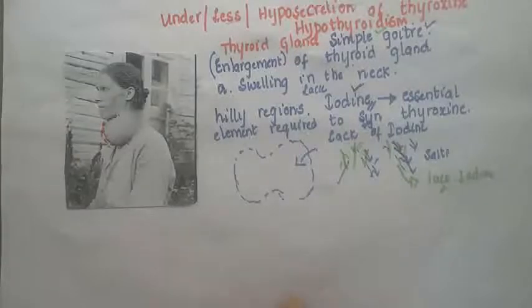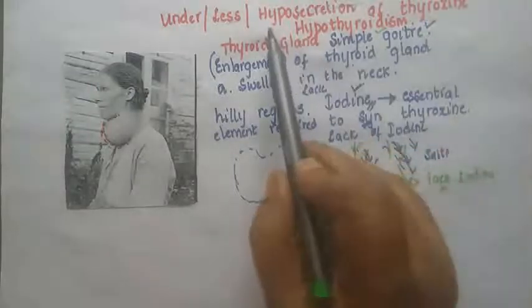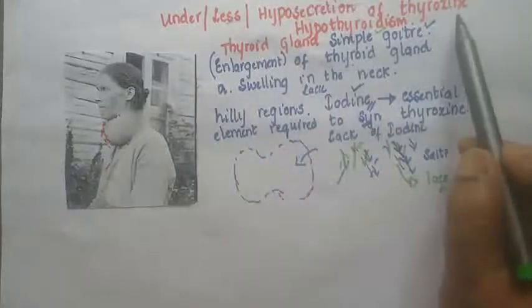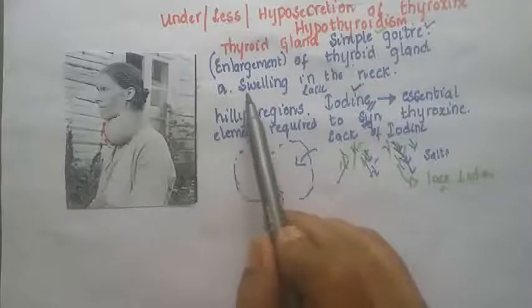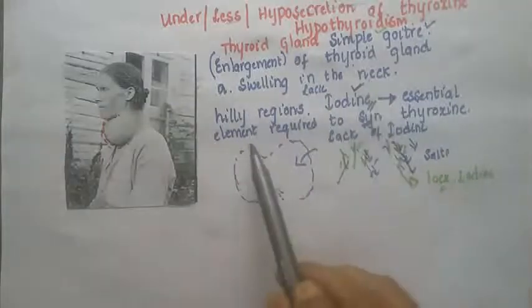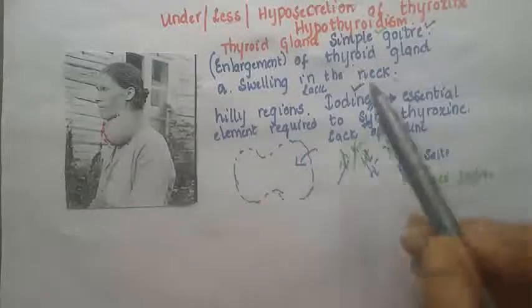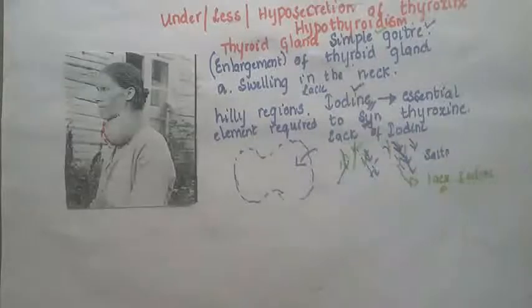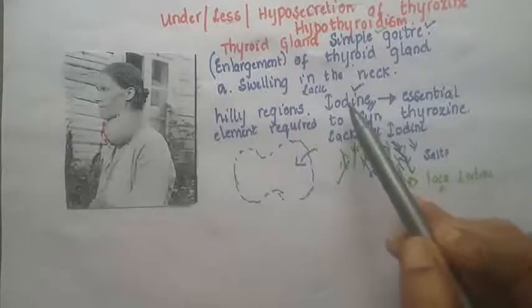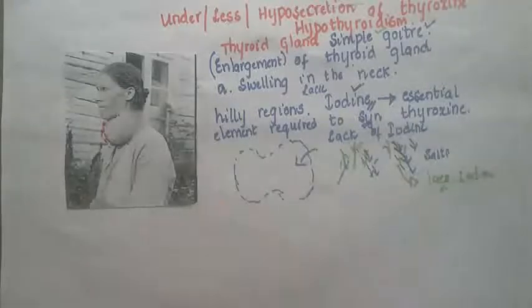Fine, children? Yes. So, what is the reason for the simple goiter? It is due to hyposecretion of thyroxine. Symptoms: it leads to swelling in the neck or enlargement of the thyroid gland, right? And what is the reason for the enlargement? Because there is a deficiency of iodine in their body, which leads to enlargement. And what is the role of iodine? Iodine is required to synthesize thyroxine in the thyroid gland.